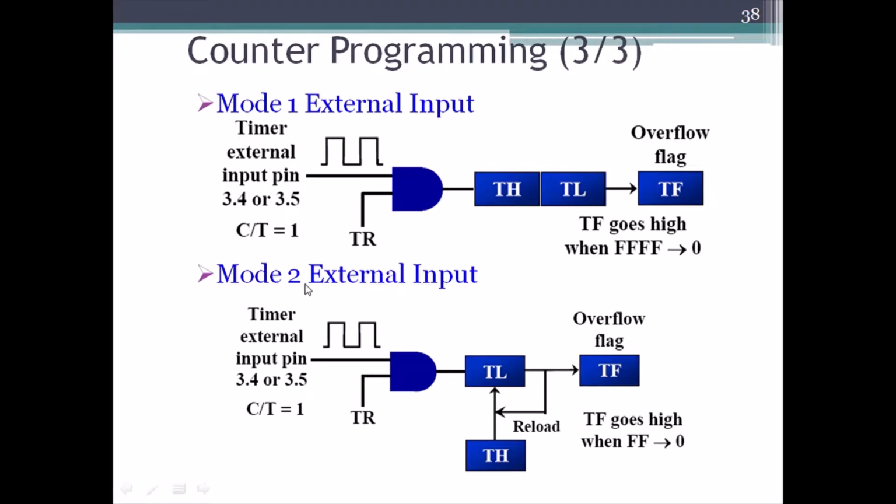Then again mode 2: in mode 2 it is auto-reloaded. Whatever value is given to TH will be copied to TL and it will count until it overflows, and then again from the TH register we will get the value for TL. And since this is 8-bit, both TH and TL being 8-bit, it can count at max up to 256 times or 255 counts.